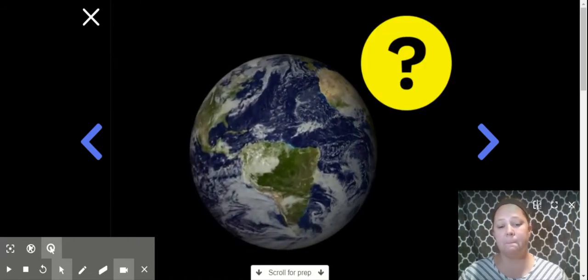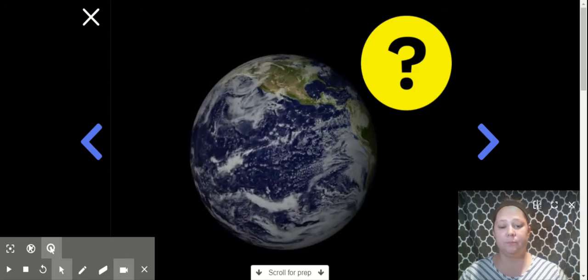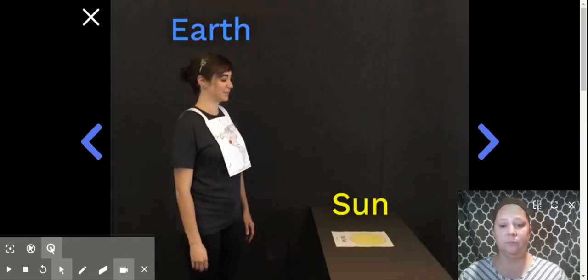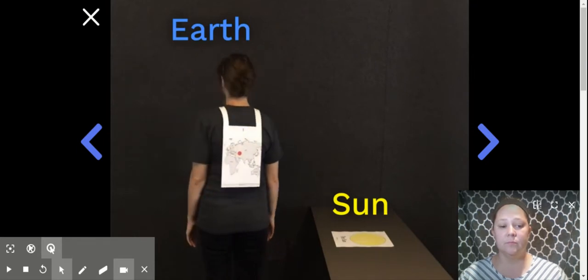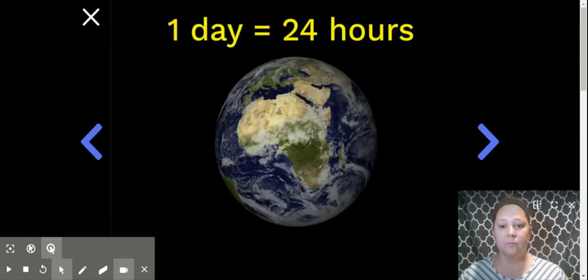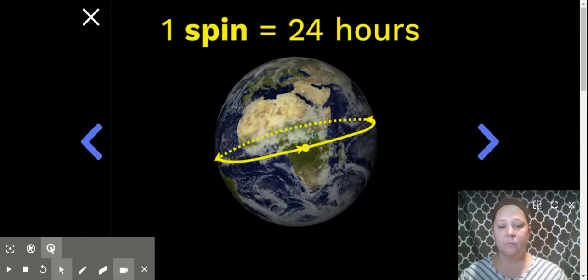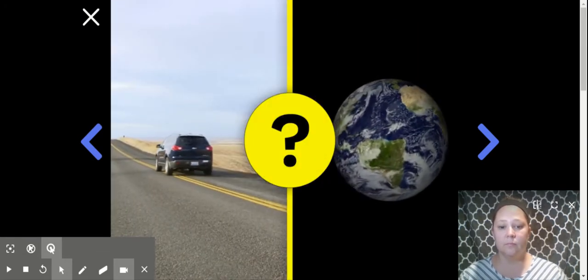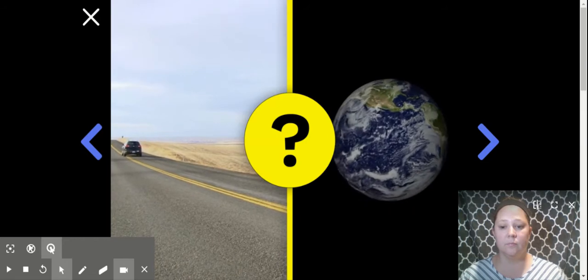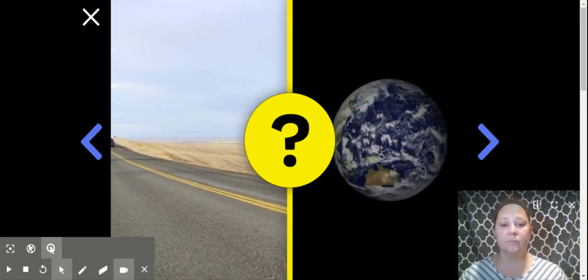So how fast does the Earth spin? Well, in the activity, you created a model of the Earth and the Sun. And by spinning once in place, you modeled the Earth's spin around its axis. Since a full day is 24 hours long, you know that one spin takes 24 hours. But how fast is that exactly? Like, if we were to put that in miles per hour, the way we measure the speed of a thing like a car, what speed would that be?